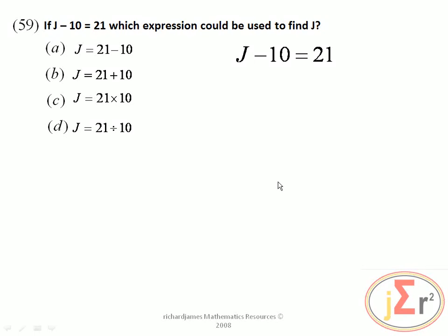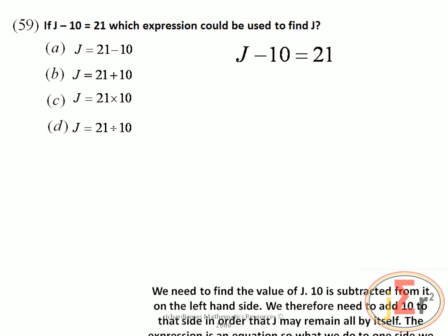So J minus 10, what are we going to do? Let us see if we can use some of the terms that we have used already. We are going to apply the additive inverse of negative 10, or the additive inverse of subtracting 10 from the left hand side. So what's that additive inverse? That additive inverse is a positive 10 or plus 10. So we're going to add 10 to the left hand side.